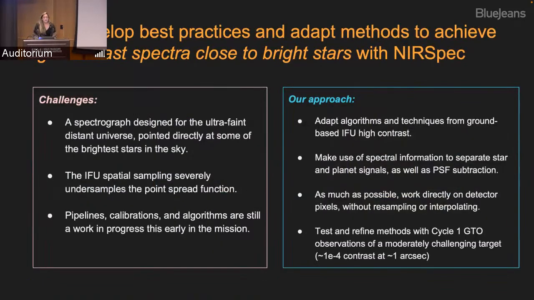So I'm going to talk about our GTO program, PI'd by Marshall Perrin. So we wanted to answer this question. So knowing the challenges ahead, such as instruments designed to look at faint puffy galaxies, IFU spatial undersampling, and new pipeline calibrations and algorithms, and again, we're still early in the mission, it's year 2, or beginning year 2, we've developed a program to try and mitigate these issues. So we wanted a program to test various ground-based techniques and strategies for high contrast imaging. We wanted to work directly on detector images, avoiding pipeline interpolations, and to test and refine these methods with a moderately challenging target.